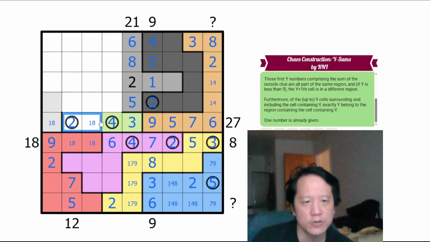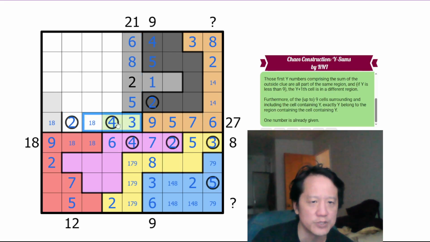So 2 could go here or 2 could go here. It's not part of the medium region. It has to be part of this green region. The green region cannot go around here and connect to there because then this would not be a full region. So this must be green. And since it must be green, it has to connect all the way here. So then that's done as a region.